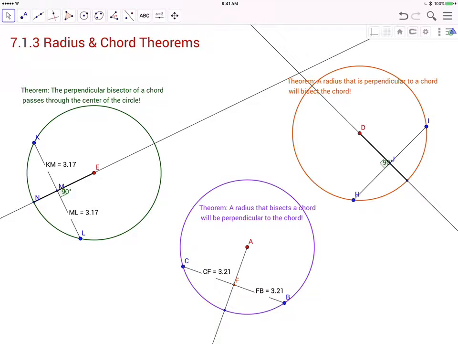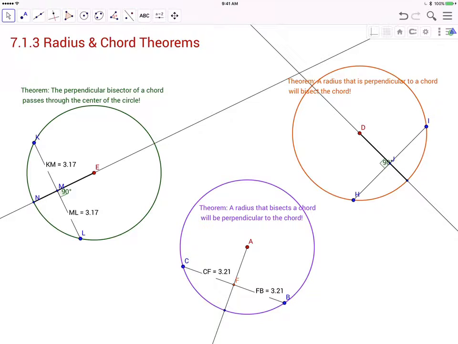Okay, this is 7.1.3, still in chapter 7.1, making our way through. And this has some three things that are actually related to each other, and that is how radii and chords can talk to each other and work with each other. So there are three theorems here.